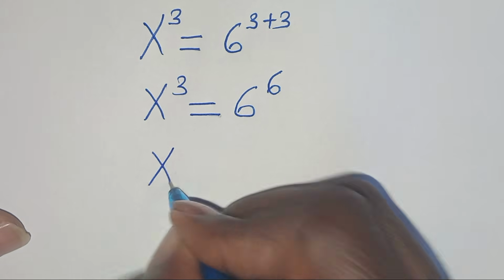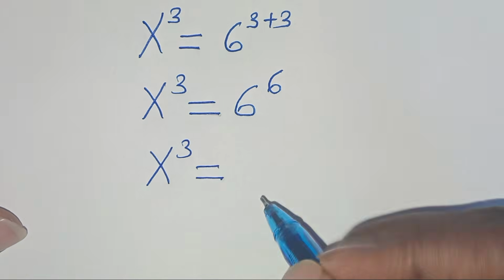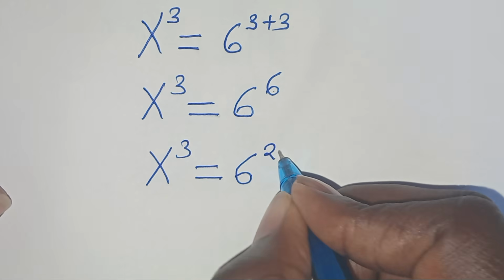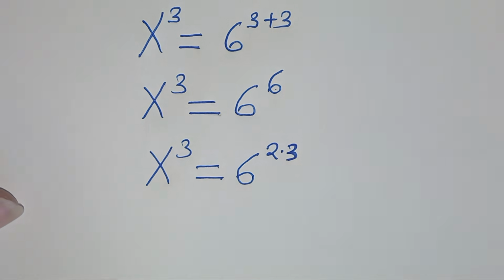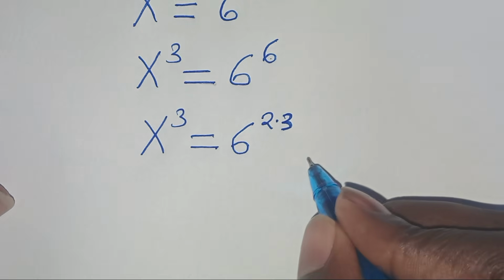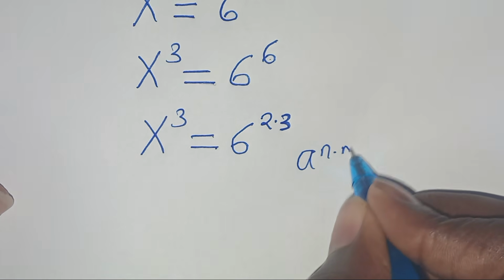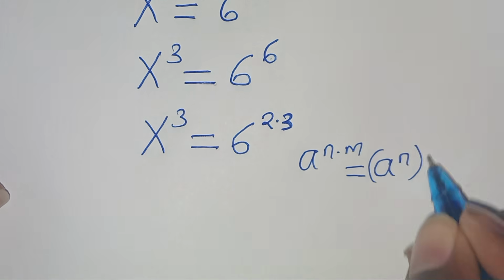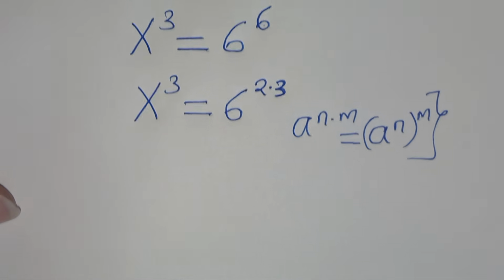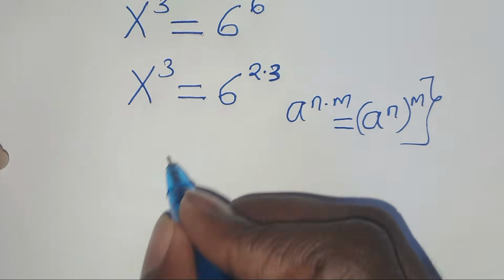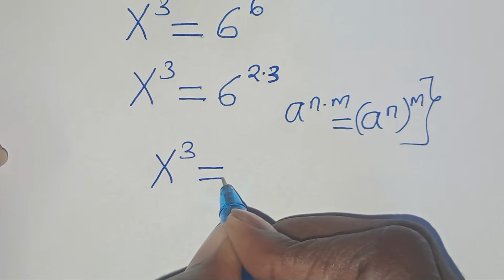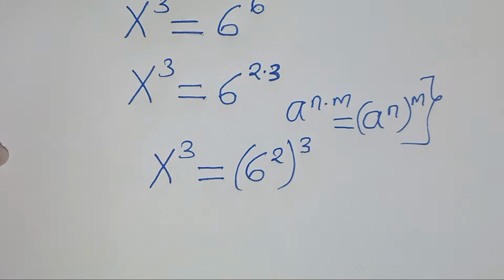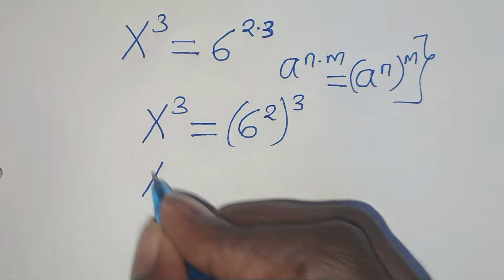So x to the power of 3 is equal to 6 raised to the power of 6, which we can express as 6 to the power of 2 multiplied by 3. Now, a raised to the power of n multiplied by m can be expressed as a raised to the power of n, then raised to the power of m. Applying this exponent property, we have x to the power of 3 equal to 6 raised to the power of 2, then raised to the power of 3. So we have x to the power of 3.